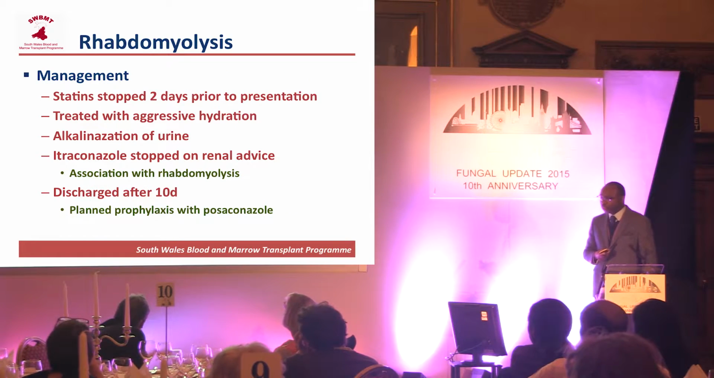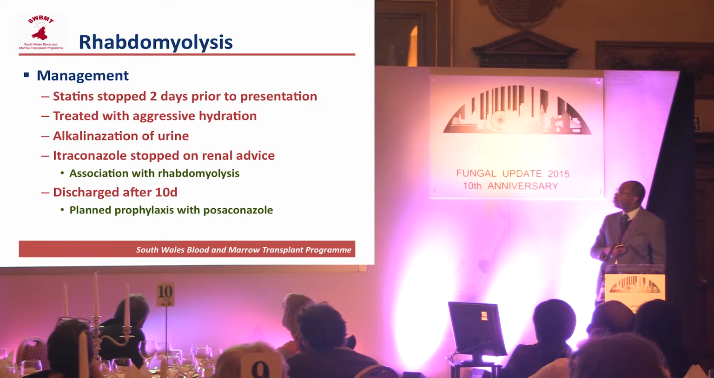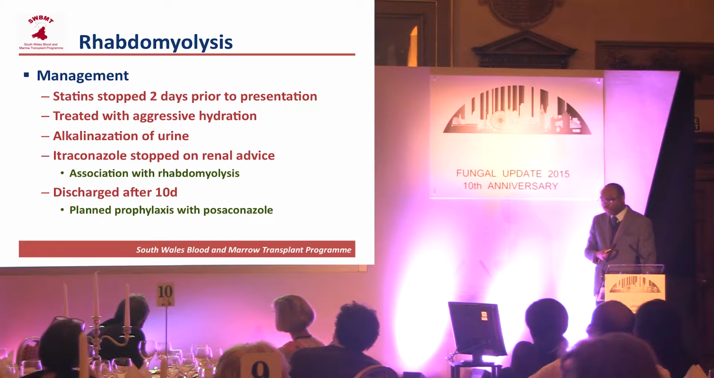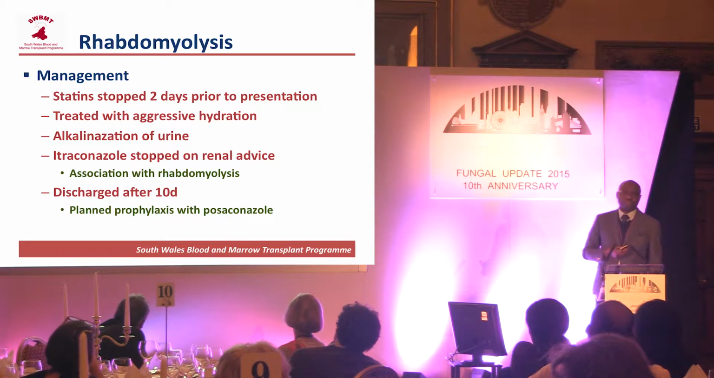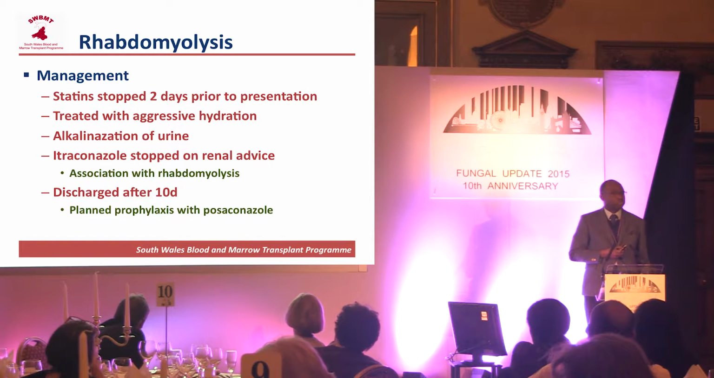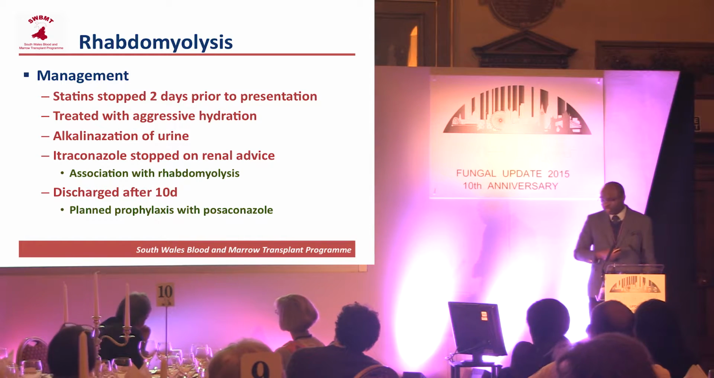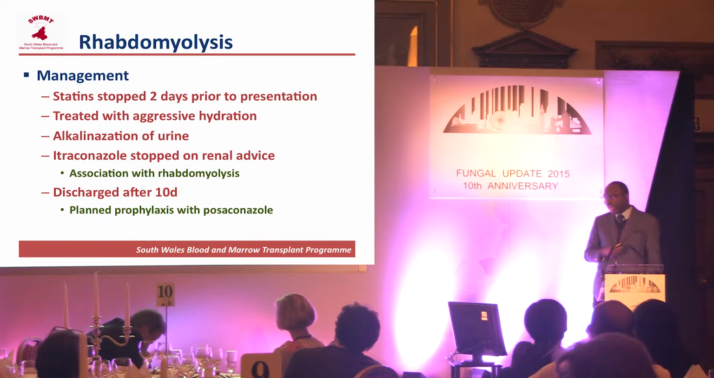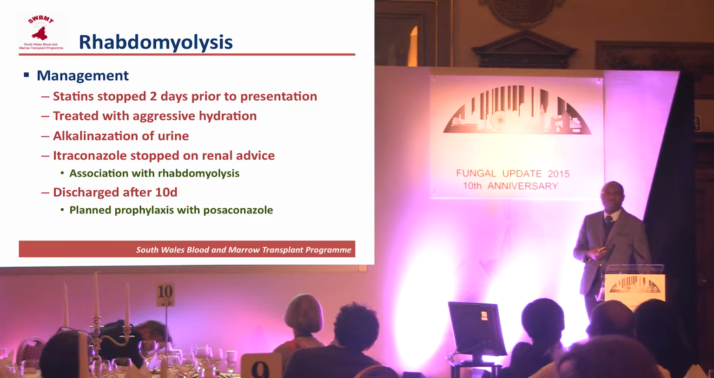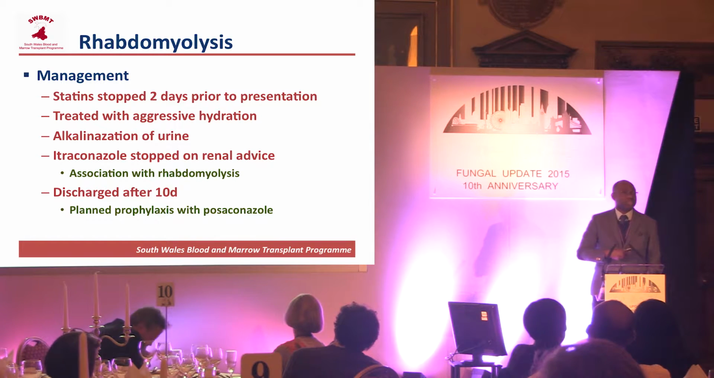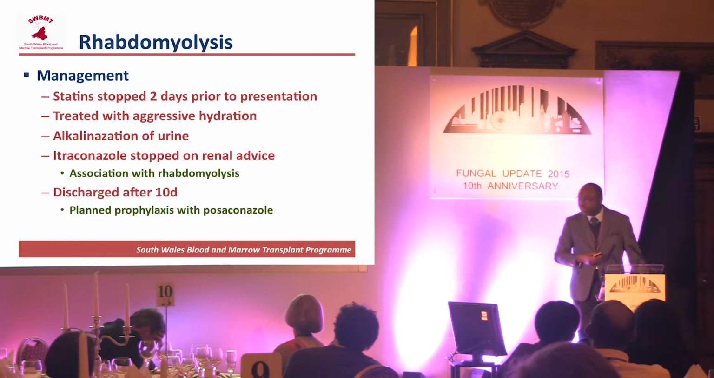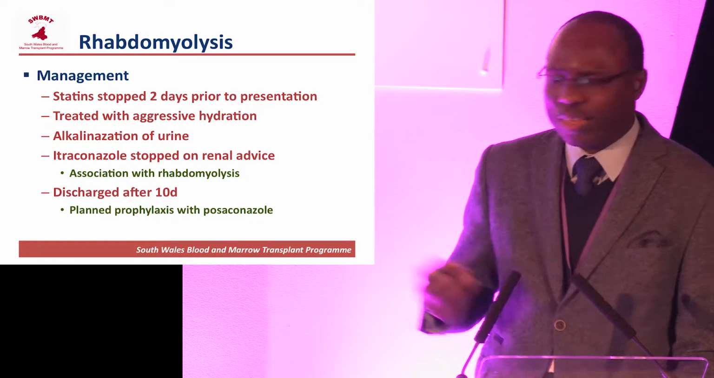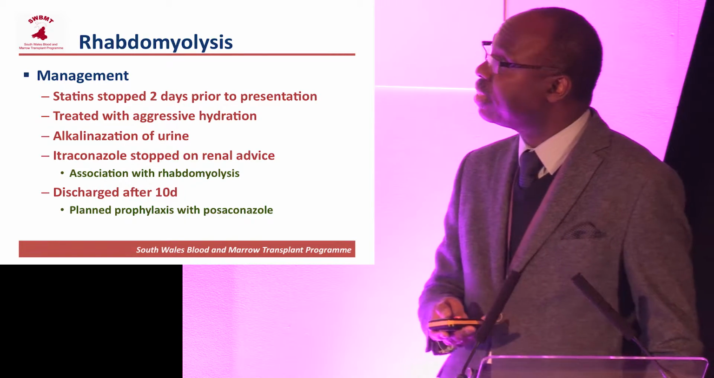He was admitted to hospital. He was treated aggressively with hydration. On the advice of the renal physicians, we alkalinized his urine, and they also recommended that we stop itraconazole because they said there was an association with rhabdomyolysis in transplant patients. After 10 days, he was well enough to be discharged, and we had planned to change prophylaxis to posaconazole because by that time there was emerging, albeit weak, evidence of posaconazole efficacy against fungal pathogens in the GVHD setting.